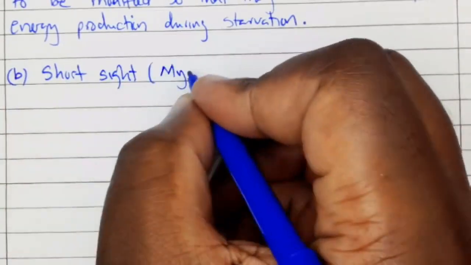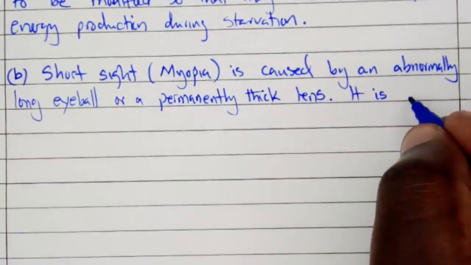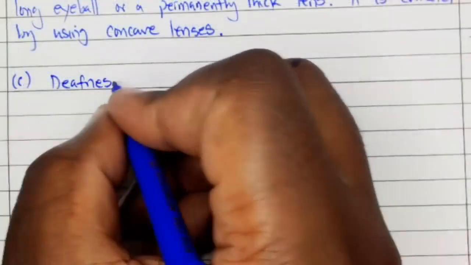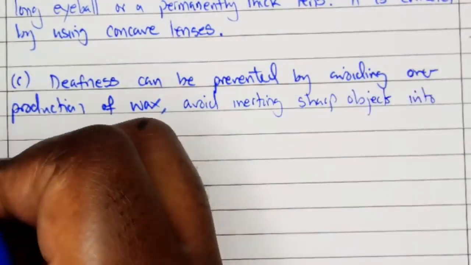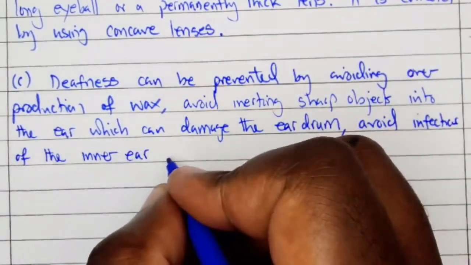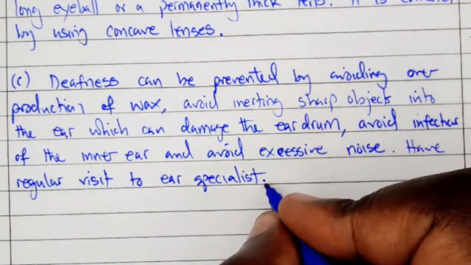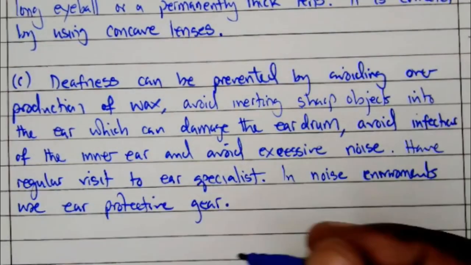Part B. Short sight or myopia is caused by an abnormally long eyeball or permanently thick lenses. It is corrected by using a concave lens. Part C. Deafness is prevented by avoiding overproduction of wax, avoiding inserting sharp objects into the ear which may damage the eardrum, avoiding infections of the inner ear, and avoiding excess noise. Also have regular visits to an ear specialist. In noisy environments, use ear protective gear. These were the answers to question number 9.